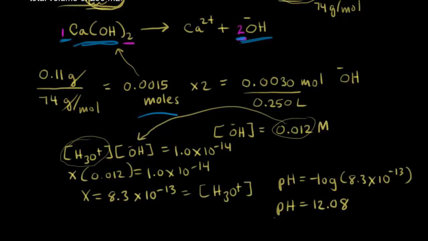And we're finally done with our problem here. So notice the pH is in the base range. So calcium hydroxide is a base.